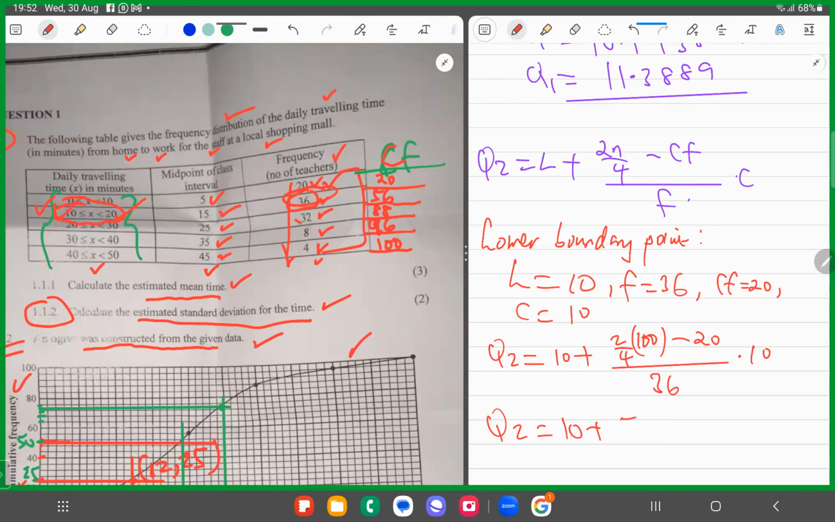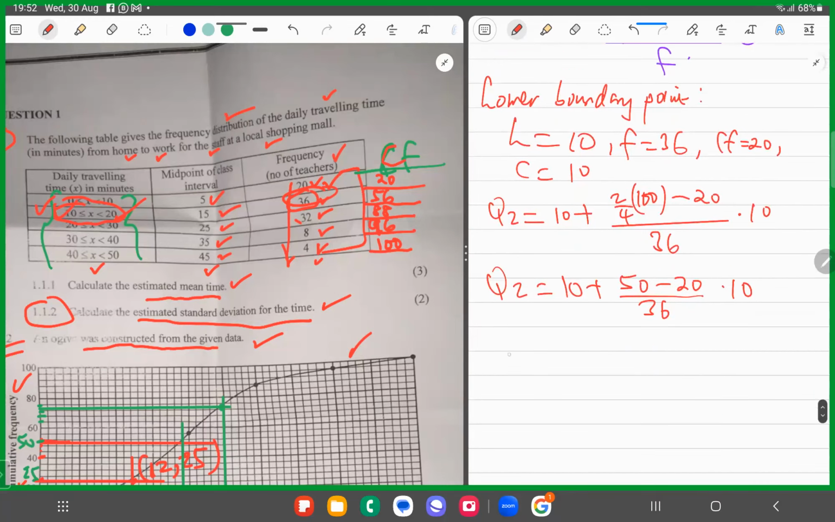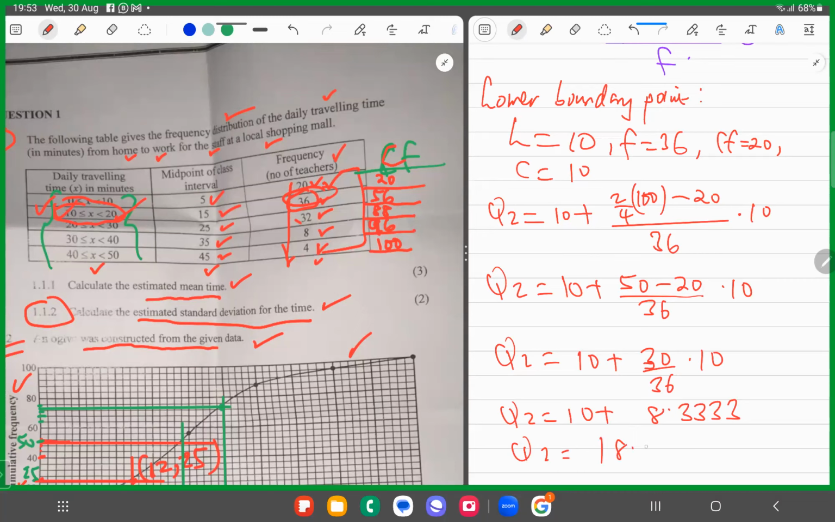So this Q2 then is 10 here plus 50 minus 20, and you divide by 36 times 10. And then Q2 equals 10 plus 30 out of 36 times 10. Q2 is 10 plus 30 out of 36 times 10, which is 8.333, to 4 decimal places. Q2 is going to be 18.333. Okay, we got an estimate of Q2.